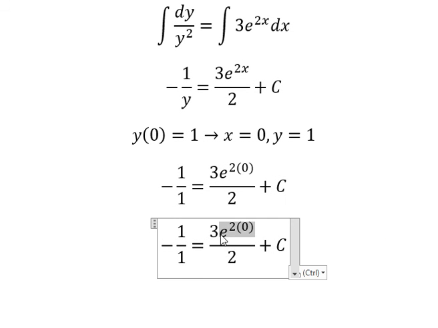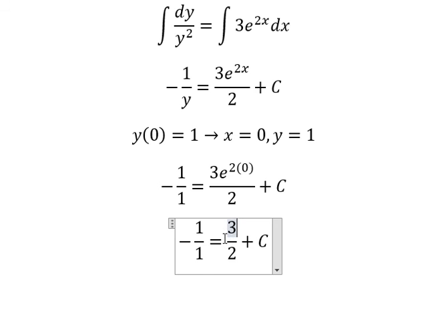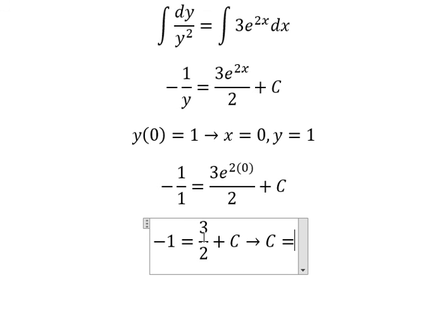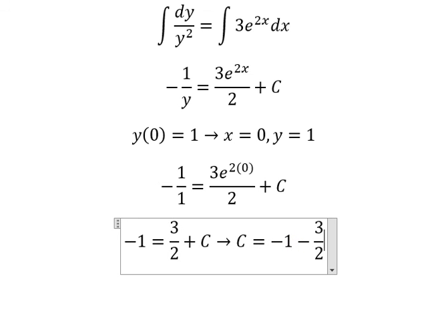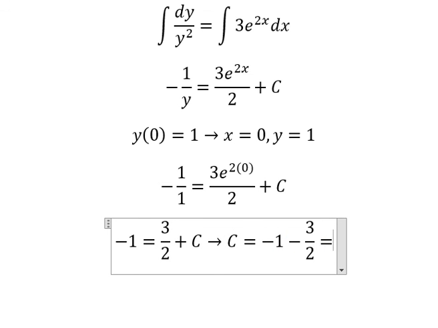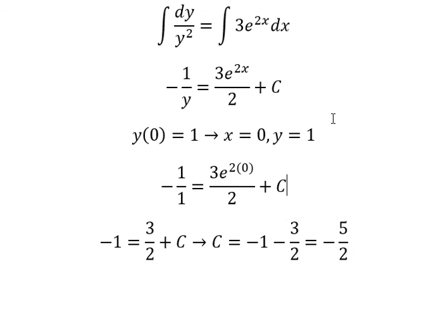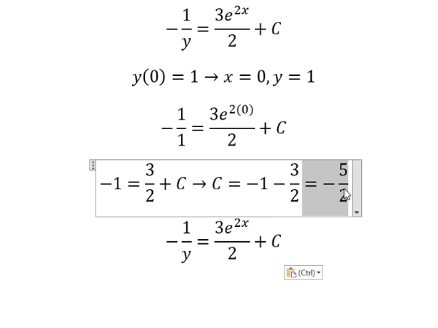This one we have number 1. This one we have negative number 1. So I will put 3 over 2 to the left. And this one we have negative number 5 over 2. And now I will put this one here.